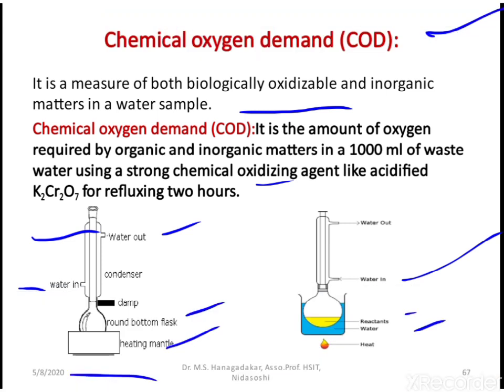The reactants are potassium dichromate with the required quantity of dilute sulfuric acid, adding 1 gram of mercuric sulfate and 1 gram of silver sulfate. Here mercuric sulfate acts as the catalyst, and the silver sulfate avoids the interference of chloride ions in the determination. This RB flask, holding all these reactants, is fitted with a reflux condenser and heated continuously for about 2 hours.